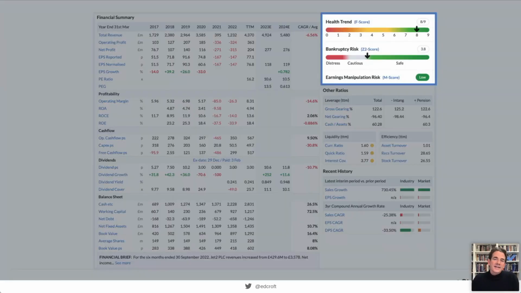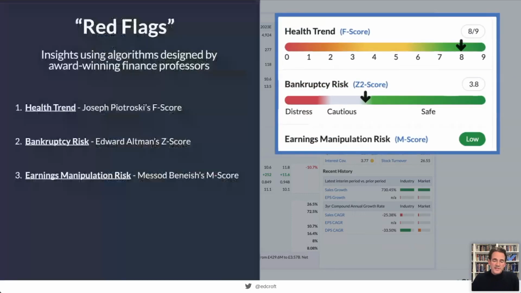You'll see here, just next to the financial summary, these 3 little meters. And I think these are really, really helpful. So, as I said, I'm a CFA and I like every shortcut I can to avoid going to the accounts. That might be blasphemy to really proper investors.